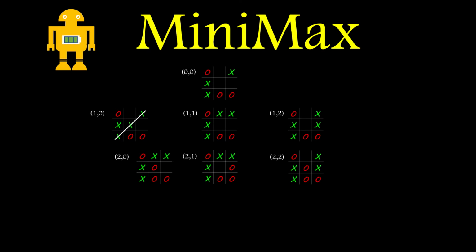1.2 gives our opponent 2 possibilities. 2.2 is a winning state for our opponent, so it's a losing state for us. And 2.3 gives only 1 possibility in which we are winning.